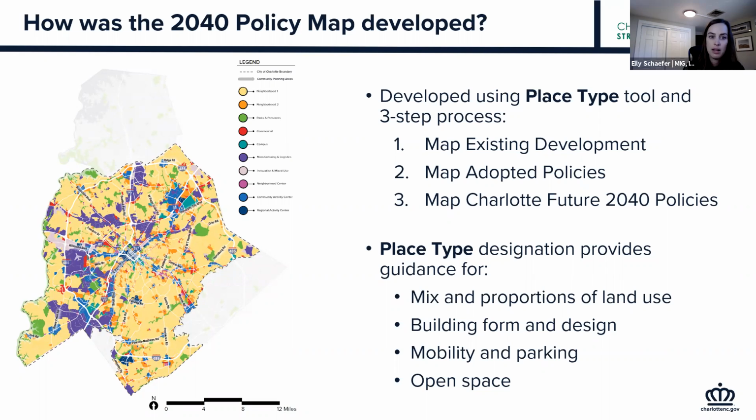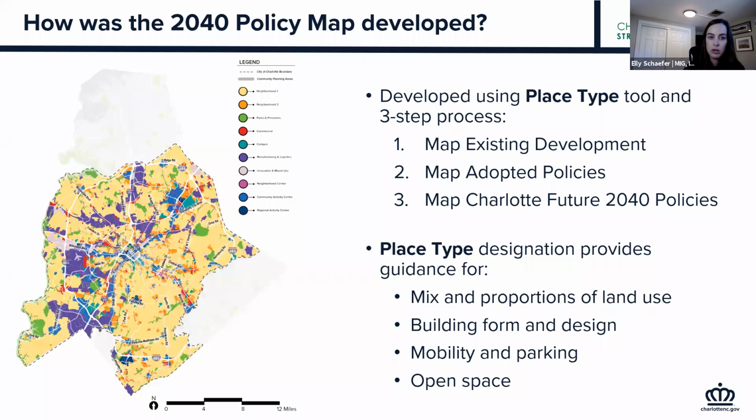The second step is the adopted policies map. So this step was to translate the city's adopted area plans and zone districts into place types. So this map illustrates how Charlotte would grow if we did nothing different and did not map the comprehensive plan policies. So the second map kind of shows the status quo or business as usual type scenario.